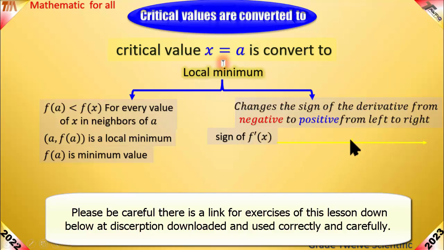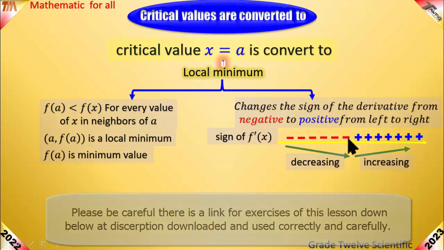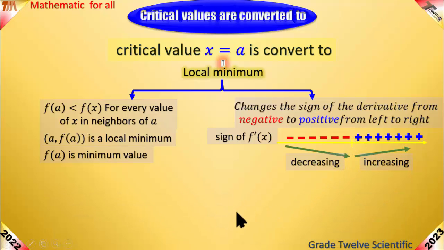If this one is a critical point, and at the left of this point the sign of f prime of x is negative, that means the function is decreasing, and at the right side the sign of f prime is positive, that means the function is increasing, this point is a local minimum.